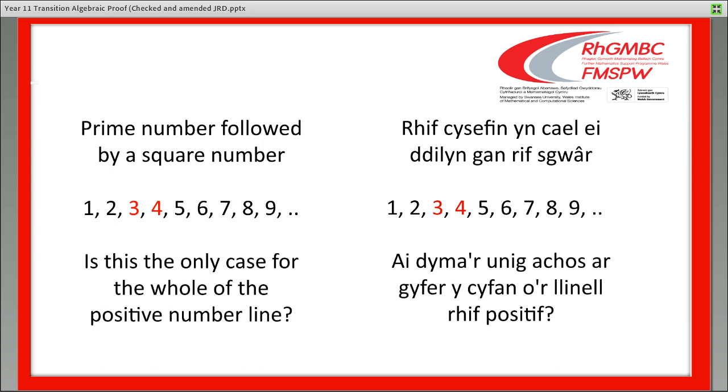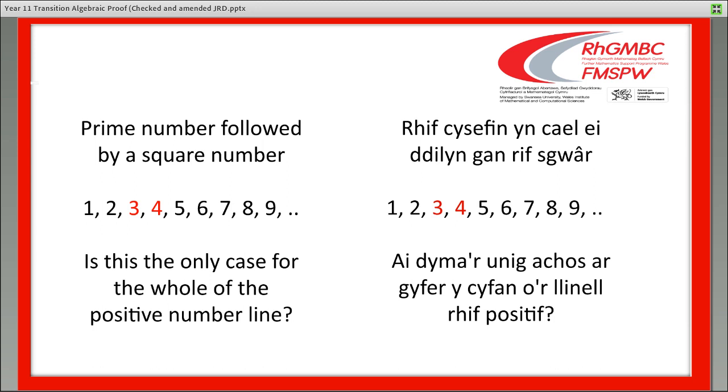Now, this next one, a prime number followed by a square number. So as the example is there, you've got 1, 2, 3 is prime, 4 is square, 5, 6, 7, 8, 9. Is this 3 followed by 4 the only case for the whole of the positive number line? And the answer is either yes or no. But we can't just say yes or no. I need to show you that it's yes it is or no it isn't. So it's that concept of proof.